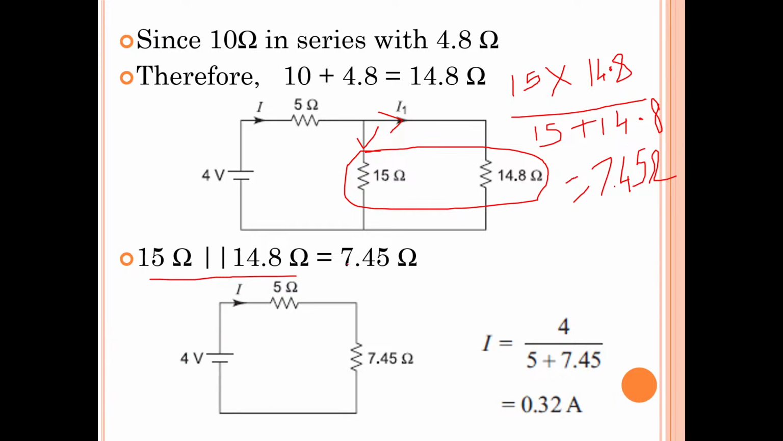So this is our source. Instead of 15 and 14.8 ohms, we have replaced it with a single resistor whose resistance value is 7.45 ohms. Now I current flows through 5 ohms and 7.45 ohms, so they are in series. You can add those two resistances. So now what is I? I is equal to V by R. V value is 4. Both the resistors are in series, so R is 5 plus 7.45. So what is the total current in this circuit? That is 0.32 amperes. Total current in this circuit is 0.32 amperes.